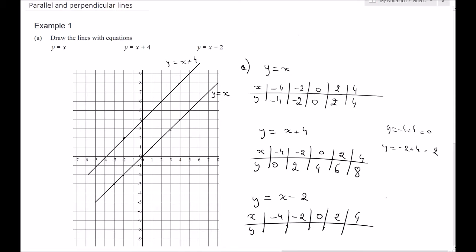Y is equal to x minus 2. So when x is minus 4, we get minus 4 minus 2, which is minus 6. When it is minus 2, we get minus 2 minus 2, which is minus 4. When it is 0, minus 2, and so on and so on. Voila. So let's plot those as well. Minus 4, minus 6, so that's here. Minus 2, minus 4, like that. 0, minus 2. And then you have 2, 0, 4, 2. And that's here.